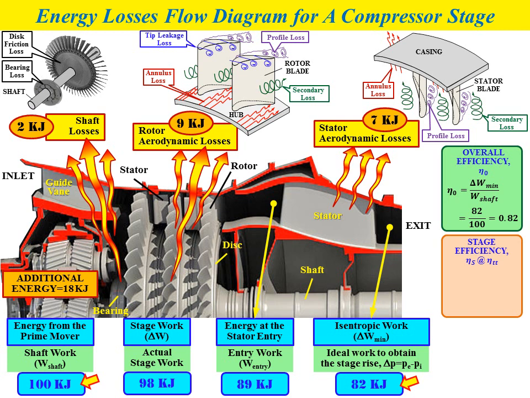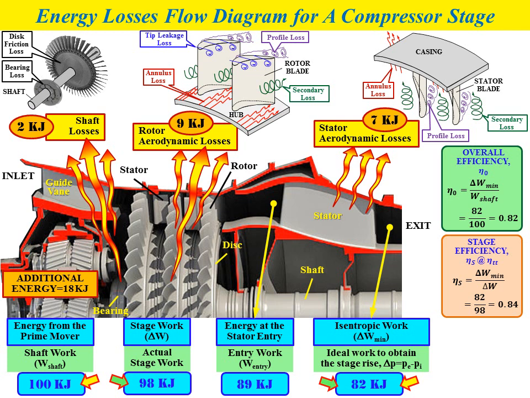And also we can calculate the stage efficiency, mu s, where stage efficiency equals delta W minimum, the isentropic work, divided by delta W actual stage work. So we have 82 divided by 19.8. So we get stage efficiency equal to 84%.